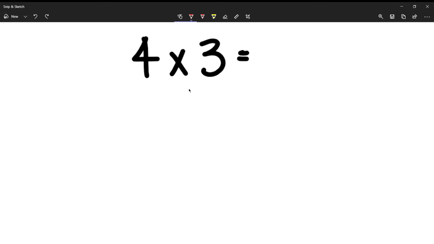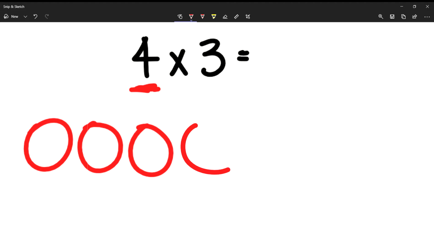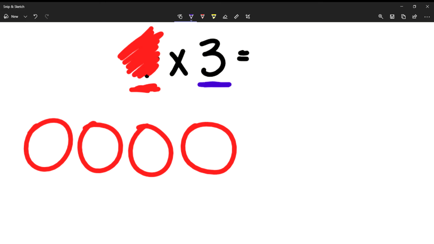Let's get started. We have 4 times 3 over here. So we're going to draw this out, and this will help us solve it. First thing we're going to do is look at that first number over here, which is a 4. And now we're going to draw 4 circles, because that's how we're going to do this. Now we don't need that 4 anymore. So we're going to take that second number over here, and we're going to draw 3 tallies in each circle.